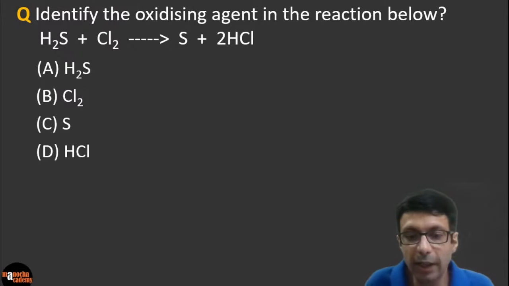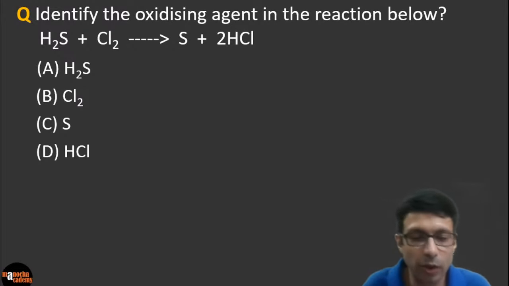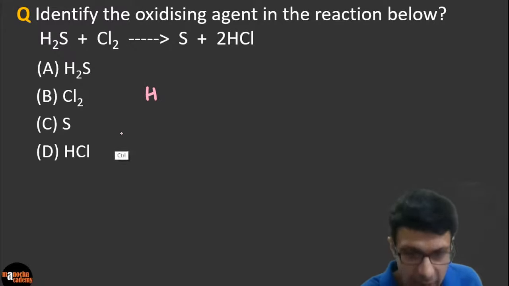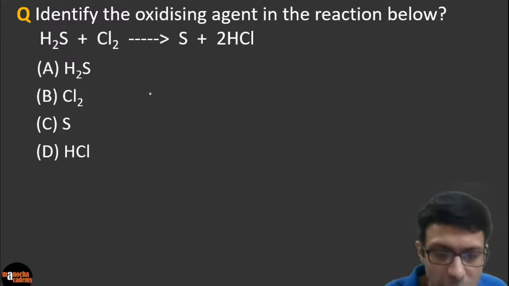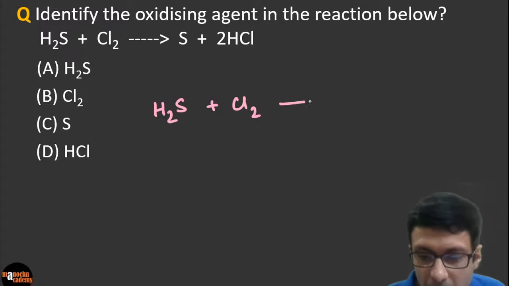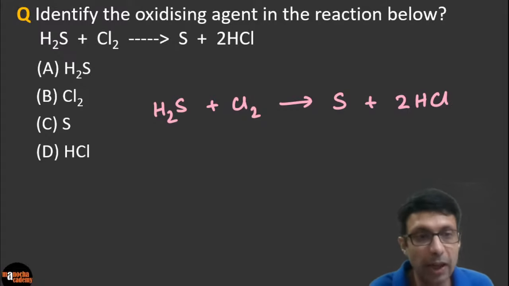Identify the oxidizing agent in the reaction below. So guys, you need to tell me in this reaction, what do we have? We have hydrogen sulfide. Let me write that clearly here. Our reaction is H2S plus chlorine gives us sulfur plus 2HCl, right? And you need to tell who's the oxidizing agent in the reaction. This is an interesting question. Come on guys, please try.